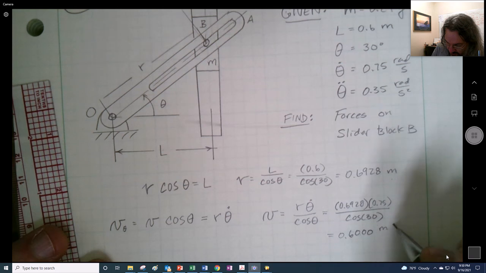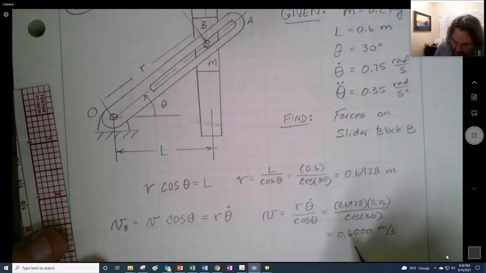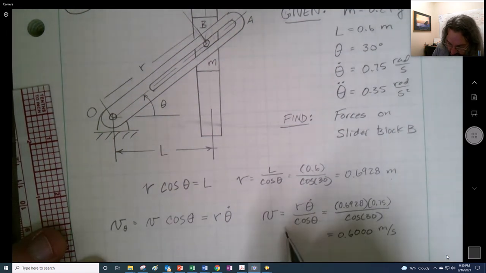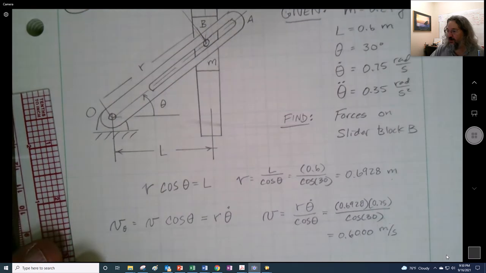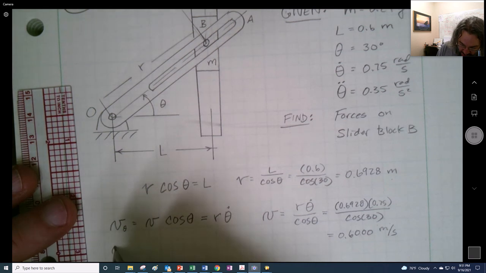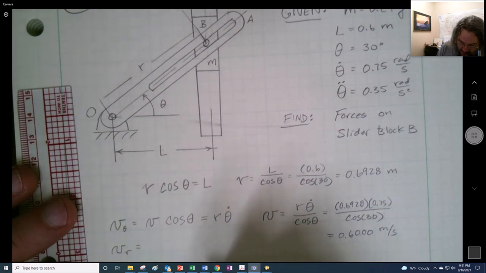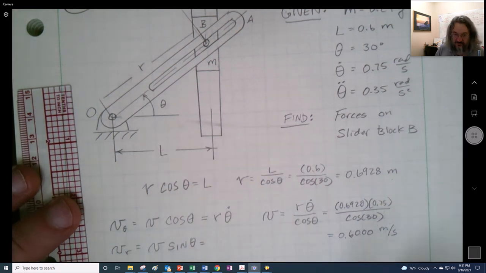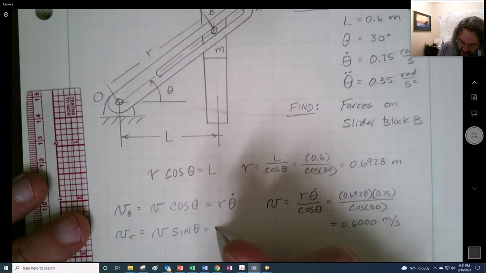And this is the meters per second. Okay, so now we want the r dot of this, and the r dot is going to be equal to the V_r, which is V times the sine of theta, and that's going to be equal to r dot.